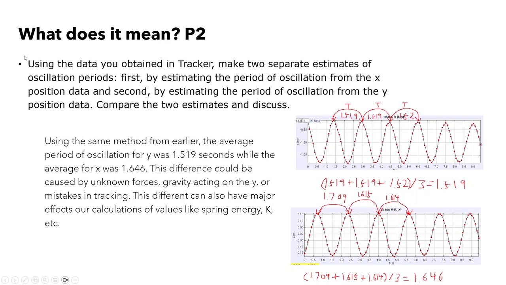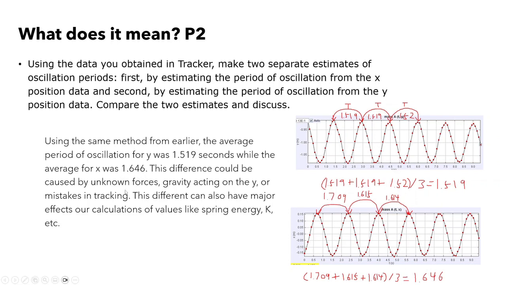What does it mean? Part 2. Using the data you obtain in tracker, make 2 separate estimates of oscillation periods, first by estimating with x and second with y. So using the same method from earlier, we estimated that the period of oscillation for y on average was 1.519, while the one for x was 1.646.